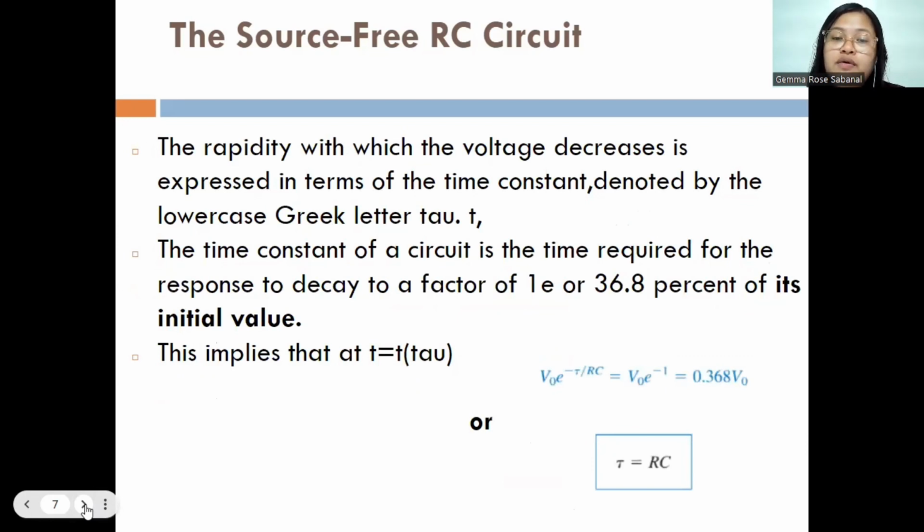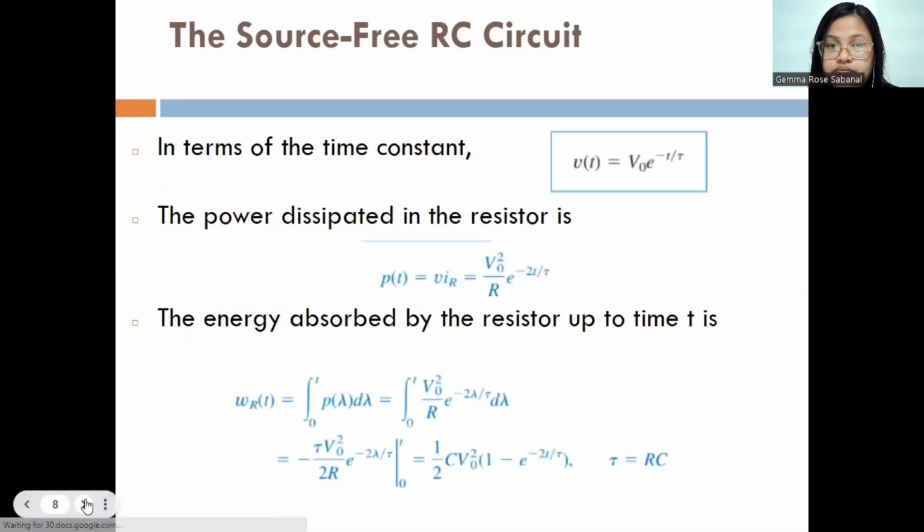The rapidity with which the voltage decreases is expressed in terms of the time constant, denoted by the lower case Greek letter tau. The time constant of a circuit is the time required for the response to decay to a factor of 1/e, or 36.8% of its initial value. This implies that at t equal to tau, this formula holds, where tau is equal to RC. In terms of the time constant, we can write v(t) is equal to V0 e to the negative t over tau.